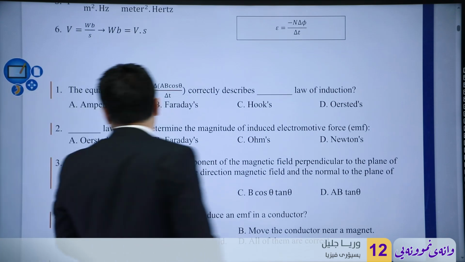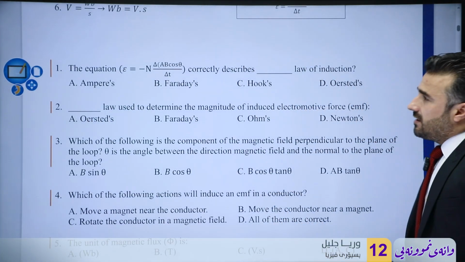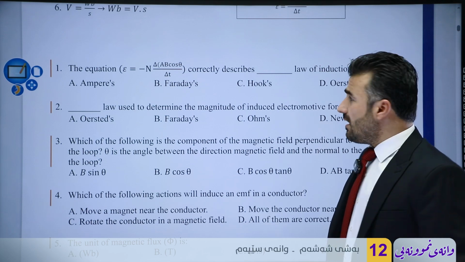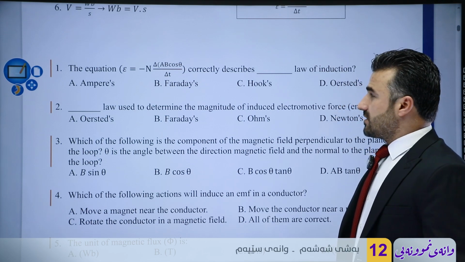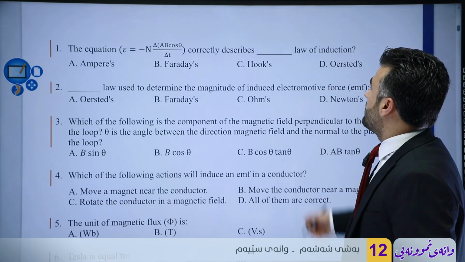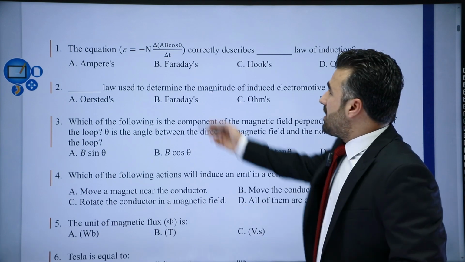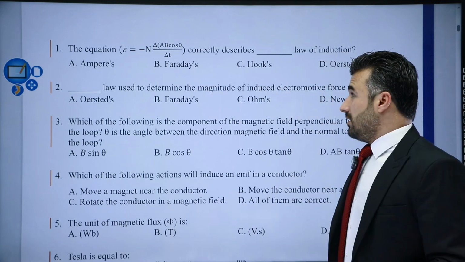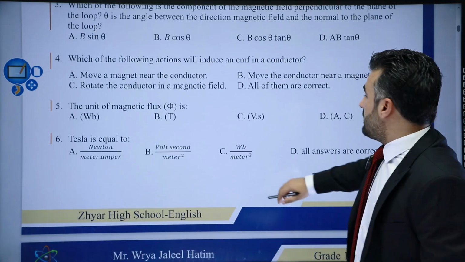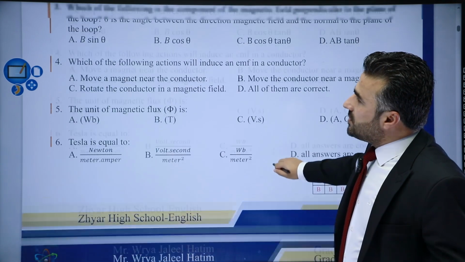Okay, so we have a few exotic questions here. It says the equation electromotive force equals negative n delta AB cosine theta divided by delta T correctly describes which one of these laws, or the law of induction. Is it Ampere's, Faraday's, Hooke's law, or Oersted law? Of course it is Faraday's law. You can see that all of these are very interesting, so try to do them all.